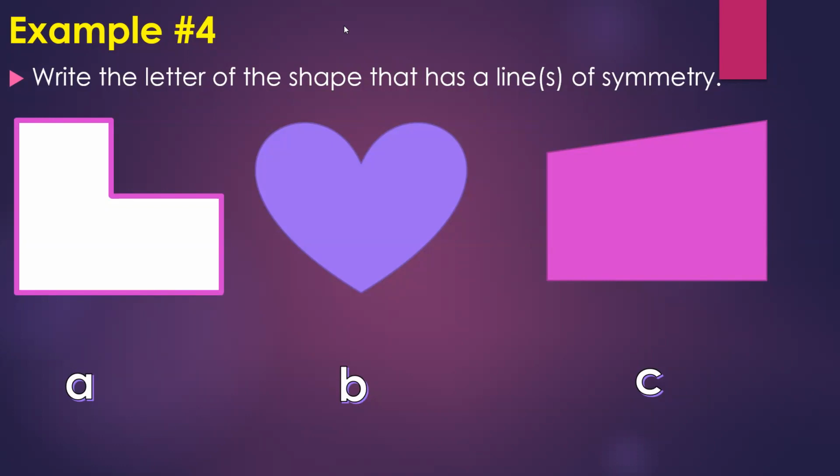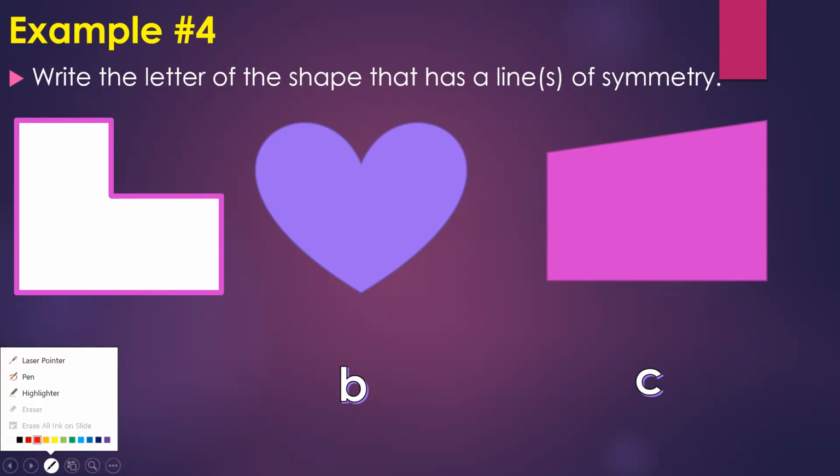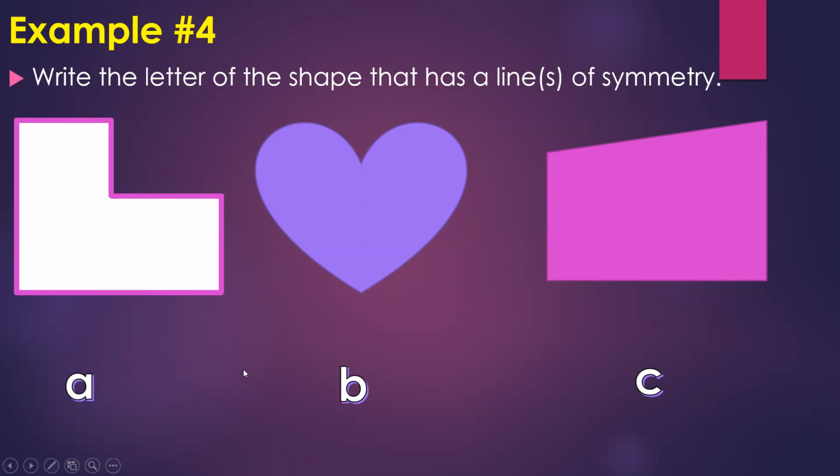Okay, LaVar, why did you put C? Does C have a line of symmetry? Look at it. If you cut the shape in half, are the two sides the same? No, sir. Okay, so it can't be C. So pick another one. B. B, very good. So the answer here is B.